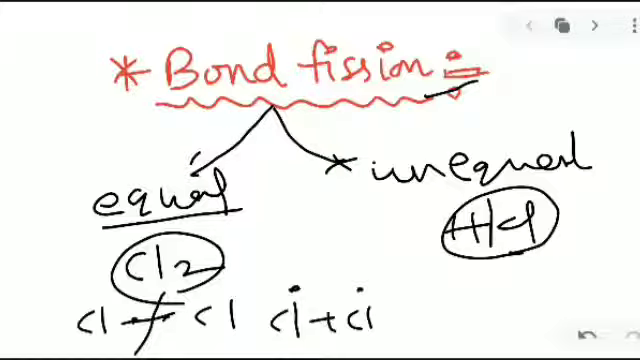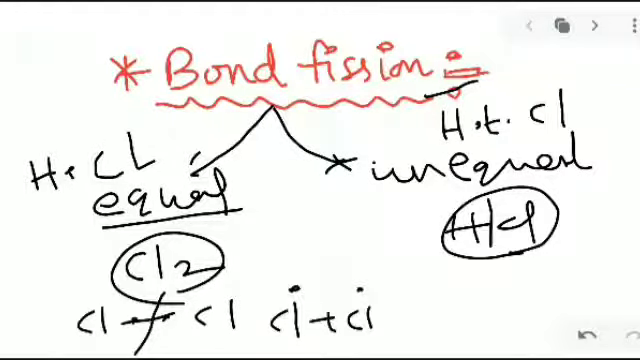If it is the same, what do we call it, and if it is different, what do we call it? Unequal means heterolytic cleavage, and equal is homolytic cleavage. Before that, we discuss bond fission, what happened, and next the types of bonds and types of cleavage we are seeing. So this is bond fission, equal and unequal.